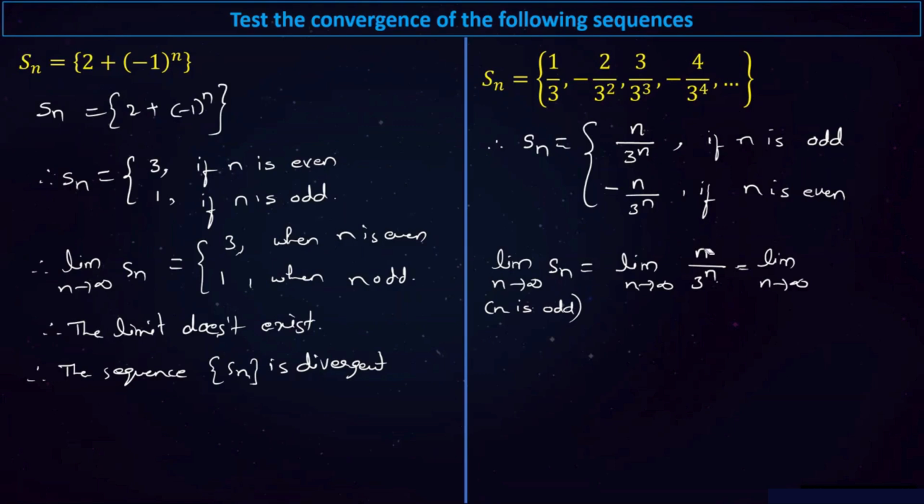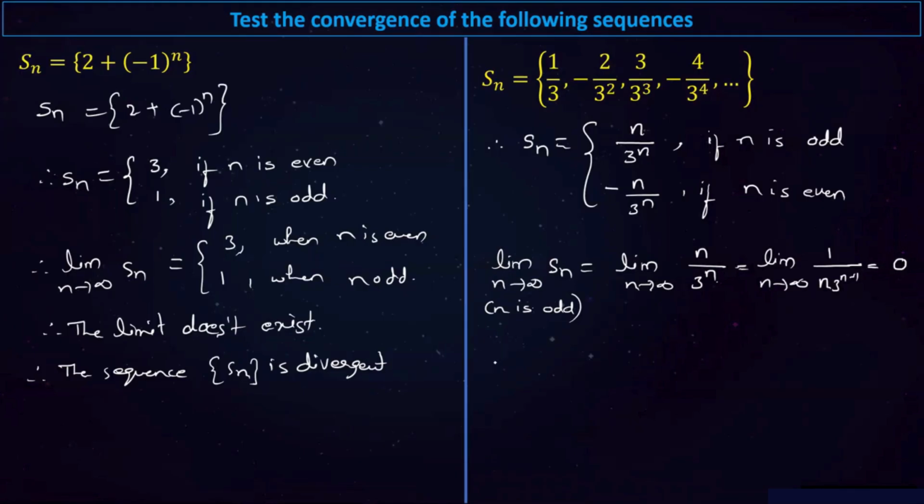I'm just differentiating both numerator and denominator individually. When you differentiate the numerator, it is 1. And if you differentiate the denominator, it is n into 3 to the power of n minus 1. That's how you see now, if you take n tends to infinity, we'll get only infinity in the denominator. And therefore, when n approaches infinity, this Sn approaches simply 0. So when n is odd, we are getting the limit as simply 0. Right? That's a good thing.